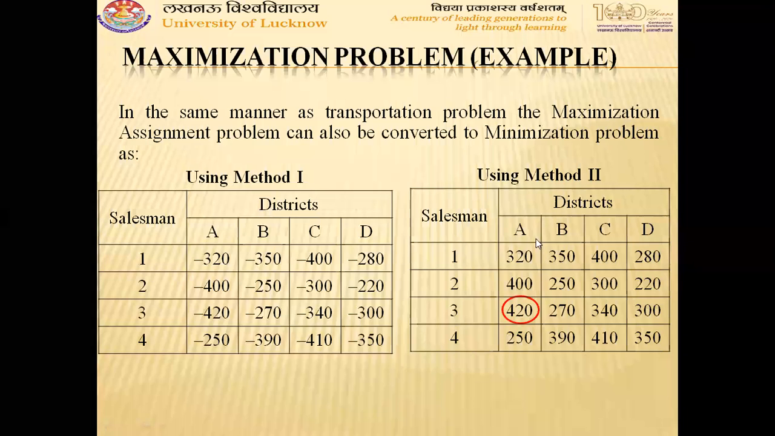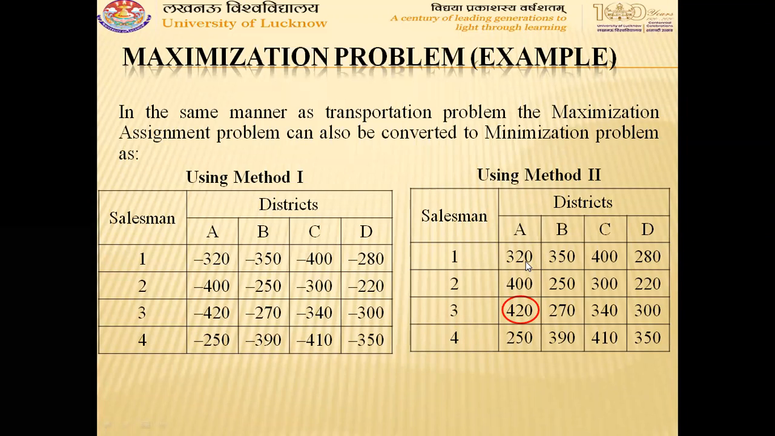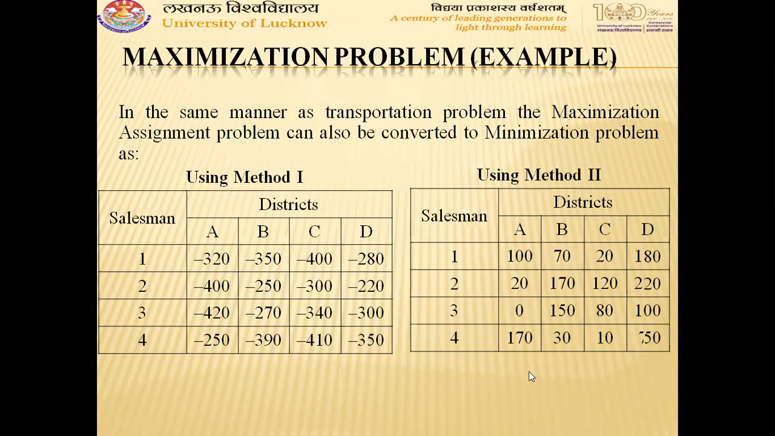So the first element will become 420 minus 320, that is 100. Next will become 70, that is 420 minus 350. The third one will become 20 and the fourth one will become 140. Similarly, the last one will become 70. So in this manner, the maximization problem is converted into the minimization problem.